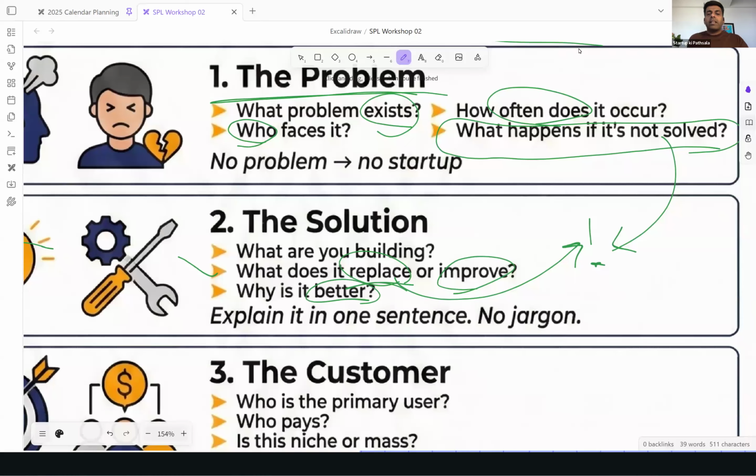Why is my solution better than the existing one? Is it cheaper? Is it more efficient? Or is it revolutionarily completely different? Or for the existing problem there is no solution at all, but I'm coming up with a solution for the very first time? So that is the solution space.